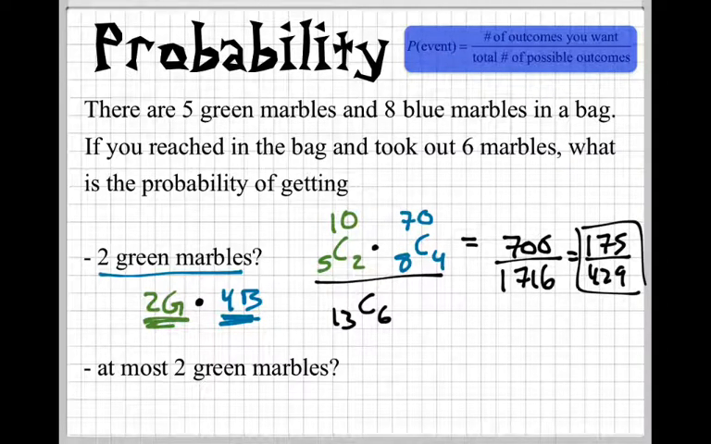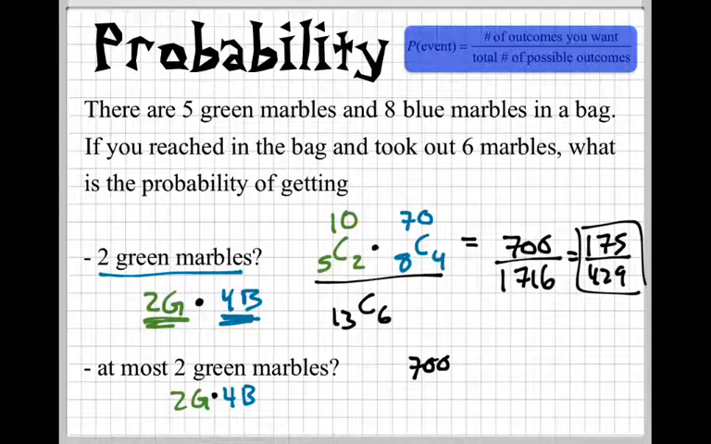Okay, and then the next one is kind of like this one, but it says something different. It says at most 2 green marbles. So let's say we have 2 green and then 4 blue. So it's just like what we did above. We have to figure out the number of outcomes for that one, which we already know. So we're going to write that down. It's 700 from above.